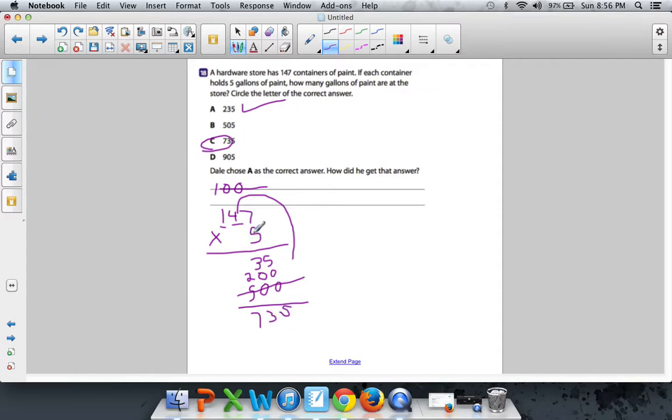I think what Dale did is he did 5 times 7 correctly, and he got 35. And then he put the 0 from 40, and then he did 5 times 4, and he put the 20. And then he added 35 plus 200, but he completely ignored what you do with the 5 times that 100 in the 100 spot. So since he ignored that, he got the wrong answer. You can fill that in with your own words. You just heard me talk about it.